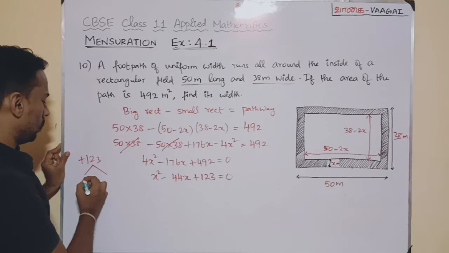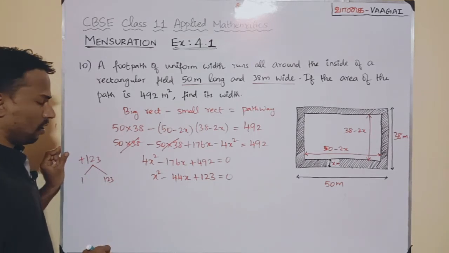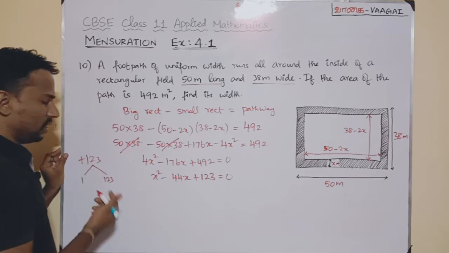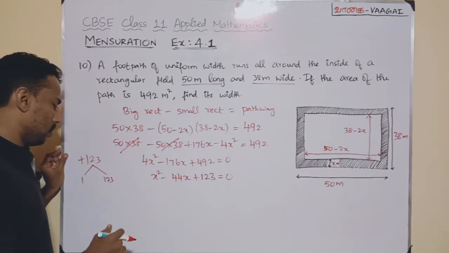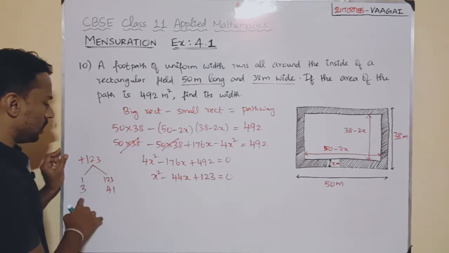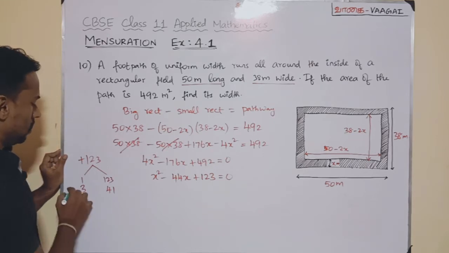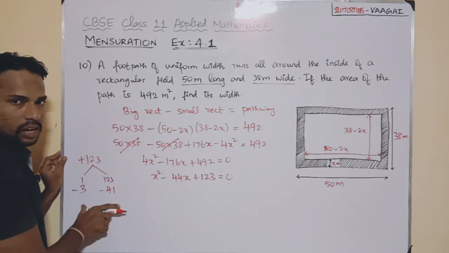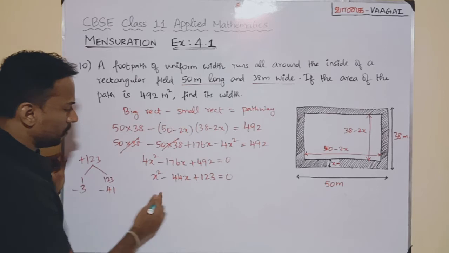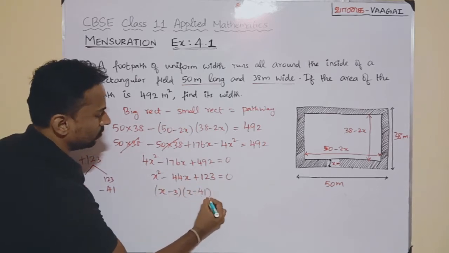I cannot do this with the 1 table, 1 into 123. No, this pair won't work. Next, I cannot go for the 2 table, because 123 cannot be divided by 2. I can go for the 3 table. So with 3, this will be 41 times. So 3 into 41 will give you 123. And fortunately, if I include a minus, I get a proper pair. So that means I will have x minus 3 into x minus 41 equal to 0.